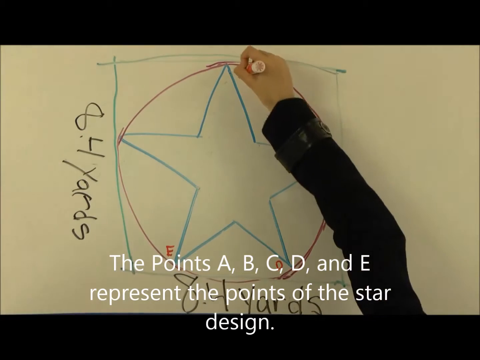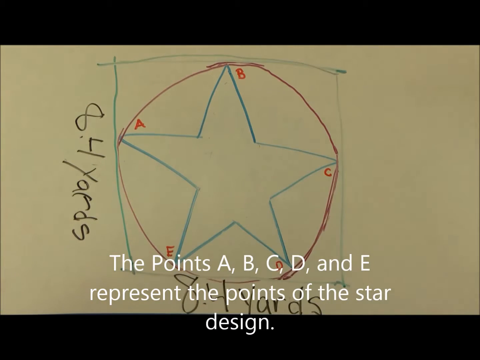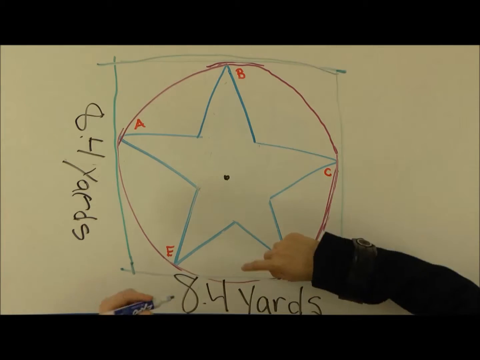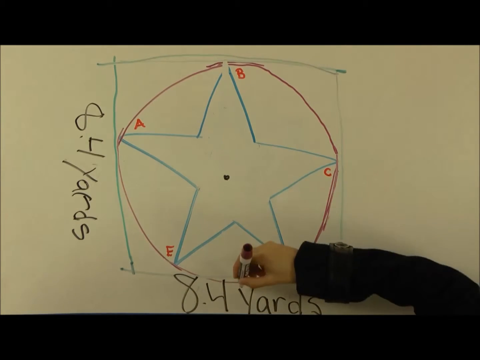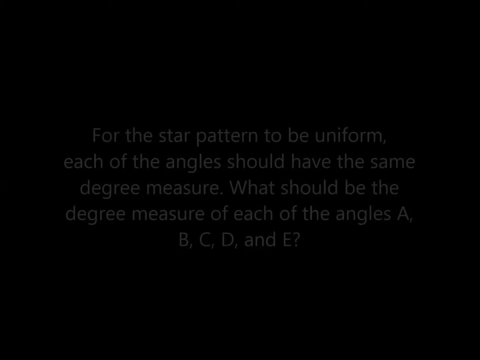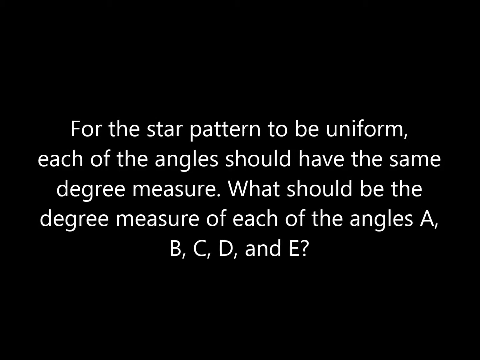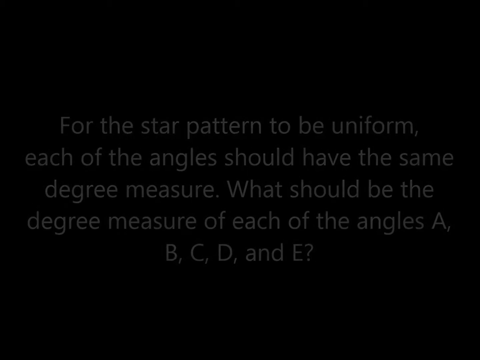The points A, B, C, D, and E represent the points of the star design, and each of the points lies on the circle. Point Q represents the center of the circle. For the star pattern to be uniform, each of the angles should have the same degree measure. What should be the degree measure of each of the angles?